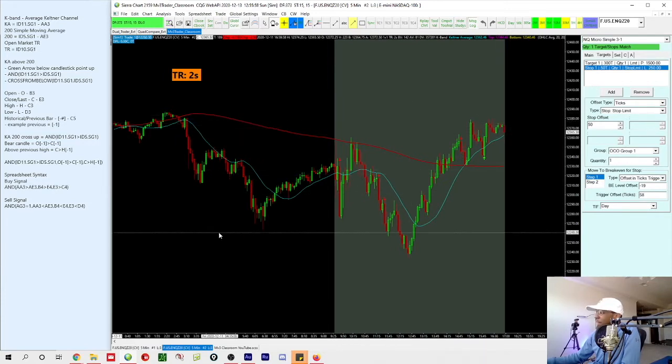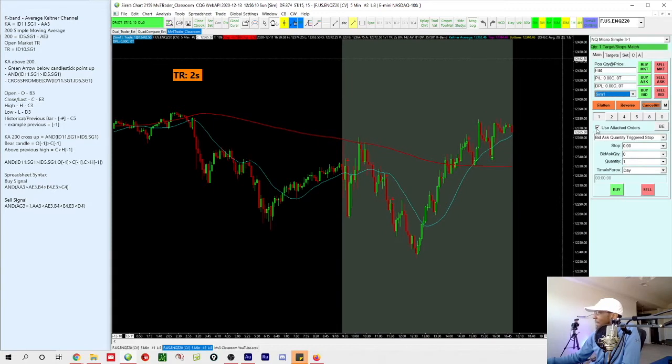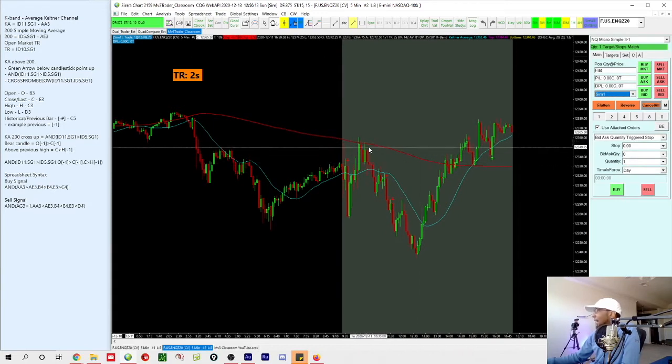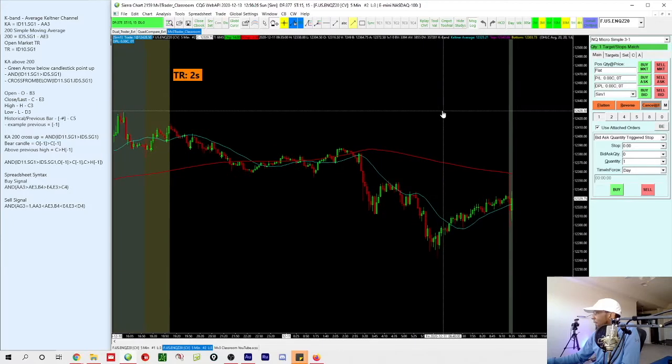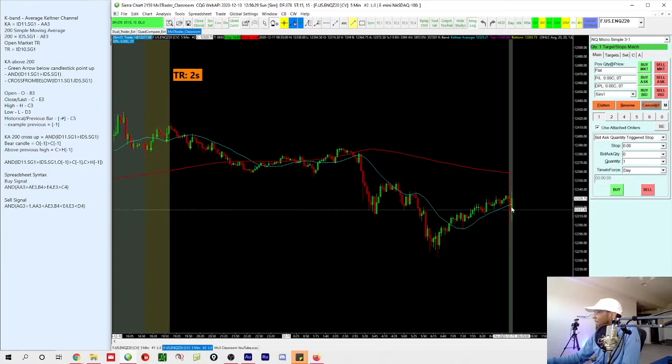Now, if I wanted to, I can go into the spreadsheet and set some different conditions in addition to this that would take me out of the trade. But just for this simple example, we're going to use it as is. I'll make sure I have the use attached order selected. And as you can see, it's already showing us where some trades would have been taken. So let's go ahead and test this out. I'm going to scroll back. Okay, right about there, so that we can see if this works correctly.